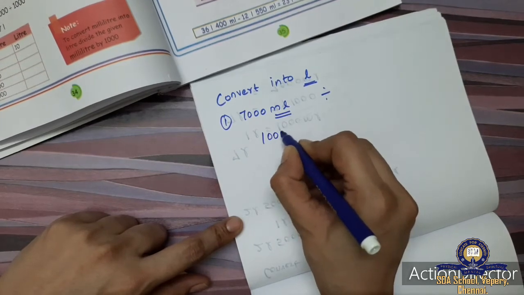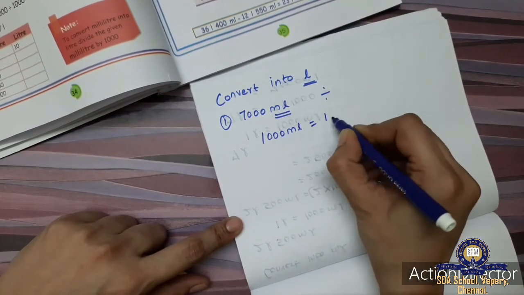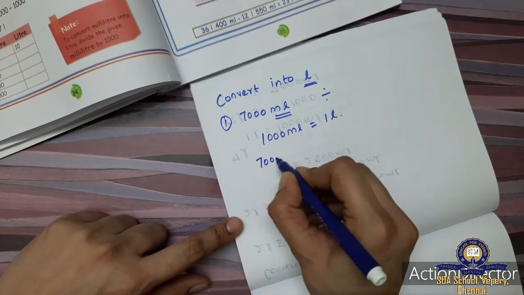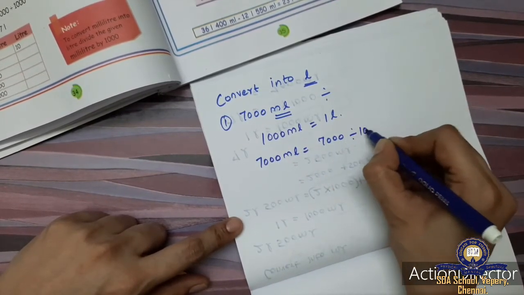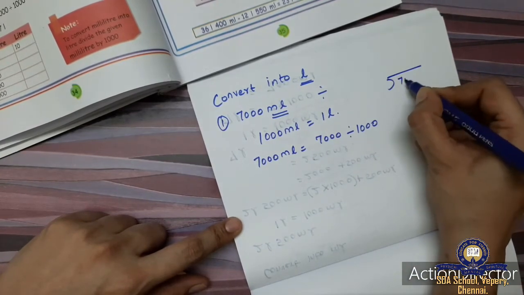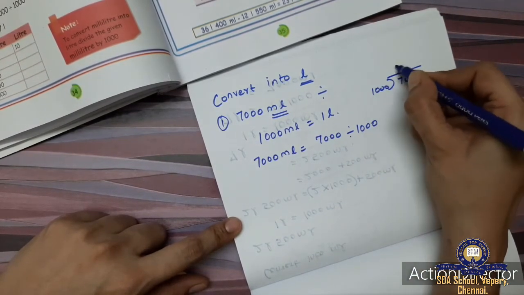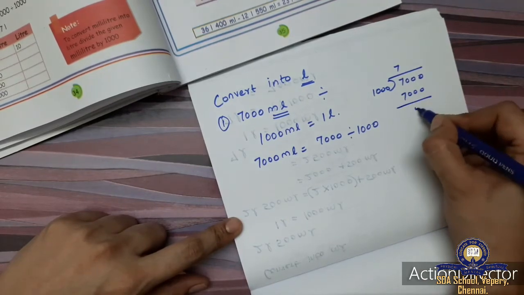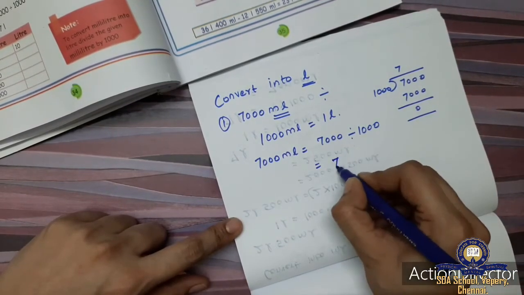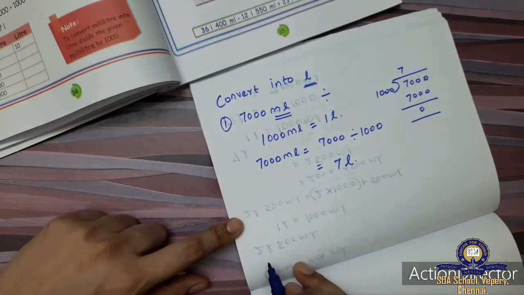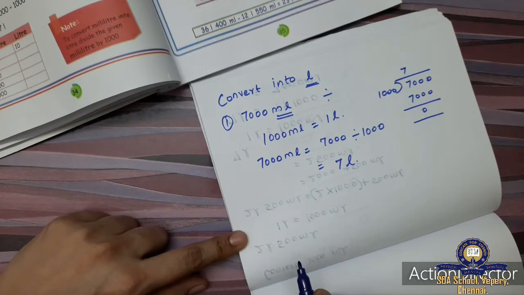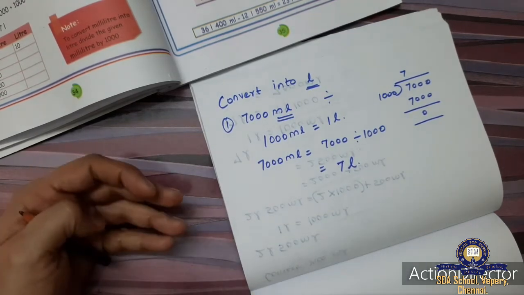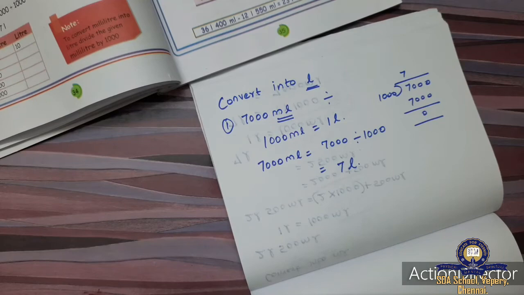1000 milliliter is equal to 1 liter. Okay, here 7000 milliliter they have given. So 7000 divided by 1000. So 7000 if we divide by 1000, 7 times 1000, 7000, 0. Okay, so the answer is 7 liter. So this is how we will do the conversion. Converting upper to lower multiplication, lower to upper division.